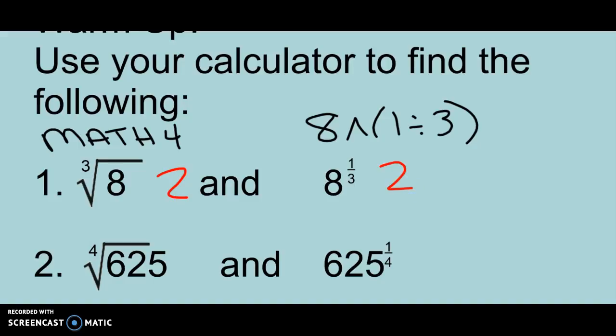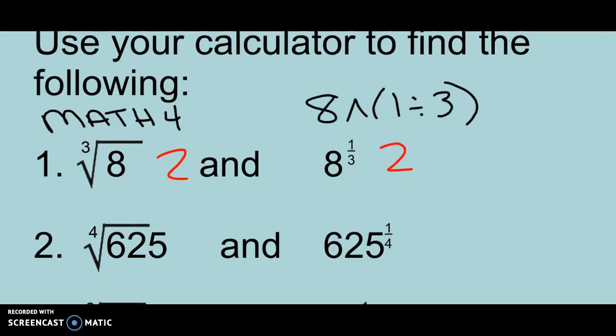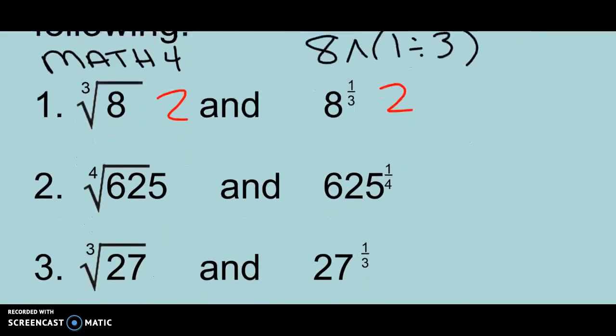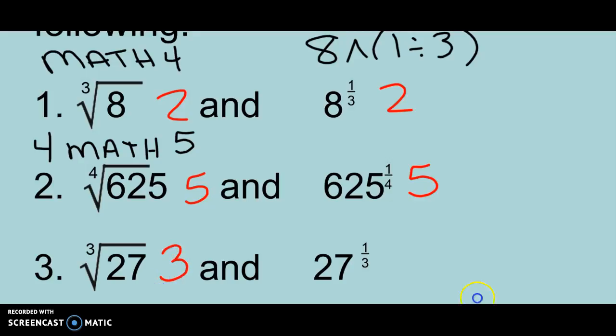All right, and then on number 2, you should go and find the 4th root of 625 and then 625 to the 1/4 power. In your calculator, you have to tell it to take the 4th root first, and then you press math, and then you hit 5, I do believe. That should give you the number 5. And if you raise 625 to the 1/4 power, you also get a 5. Then do the same thing with 27. You should have gotten a 3 and a 3.